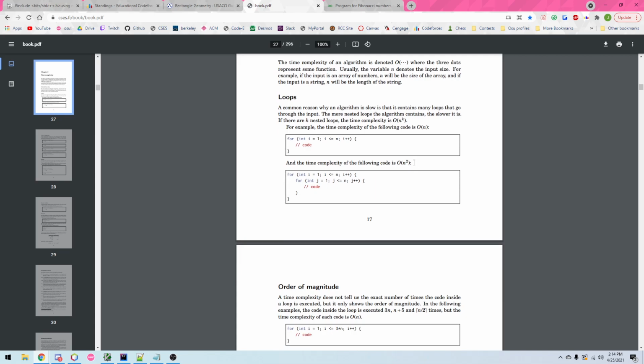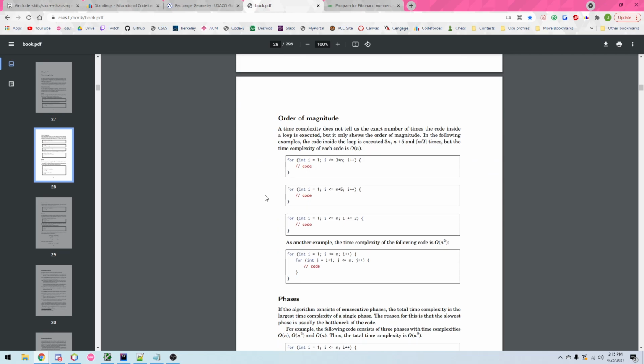The time complexity of the next one is n squared, because if n was 100, you loop 100 times on the inside, and then for each of those 100 times, you're doing 100 times on the inside as well. So n squared. If you plug in 100, you get 10 to the fourth, or 10,000 loops in total.